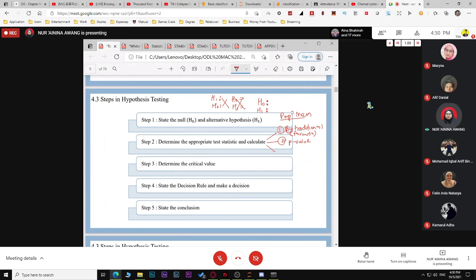Kalau for ANOVA and test of independence, kita tengok lain pula lah. Okay. And then the third one is based on confidence interval. We have these 3 methods. Tak kisah you pilih yang mana-mana. Depends kepada questions. And then determine the critical value.